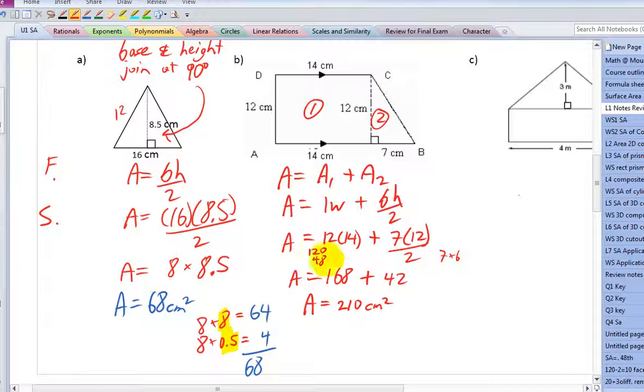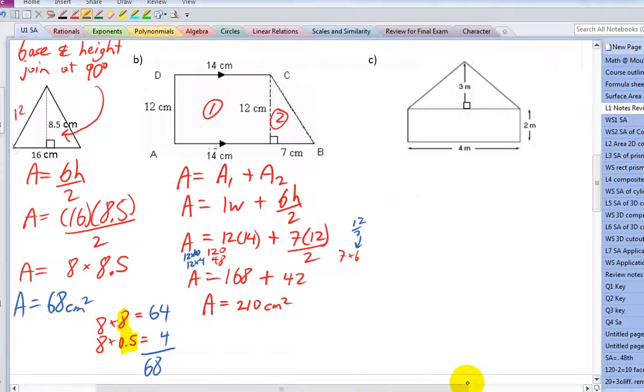Okay, so without a calculator, we go 12 times 10. And we can go 12 times 4, then add them up. Here we can go 12 divided by 2, and that will give us 6, and then 7 times 6. Okay, 210 centimeters squared, hands up if you got it.